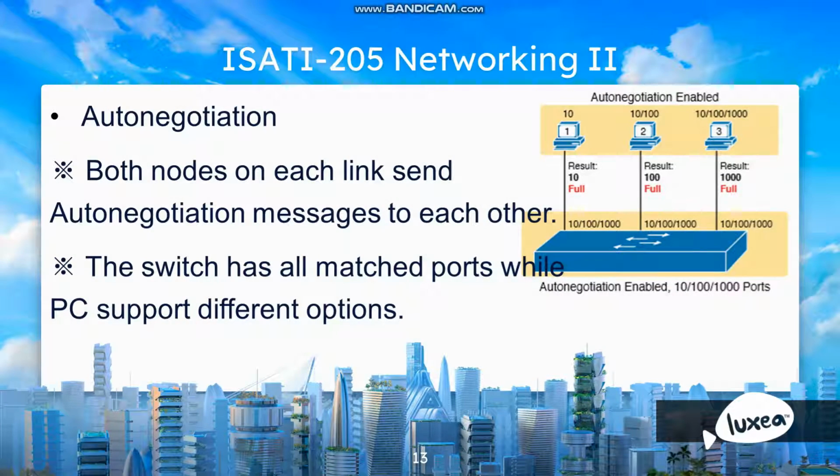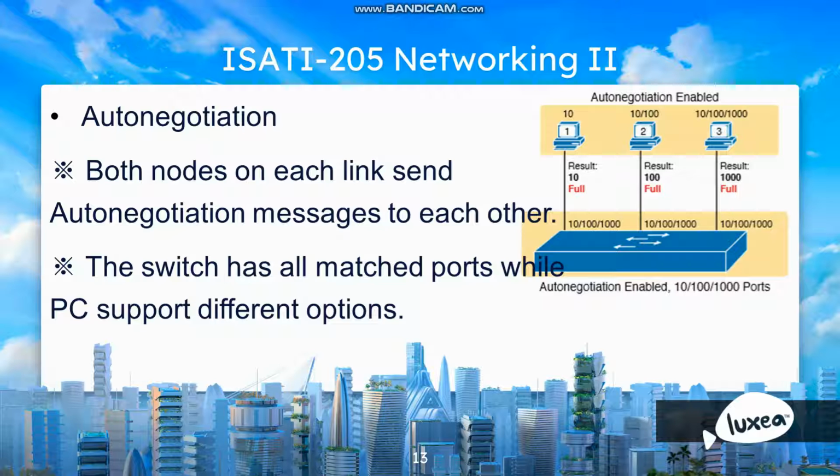Alright, so back to the topic. This is a picture of auto negotiation. As we can see in the picture, devices are set up and there are 3 pairs, and the wiring supports 10 megabits per second, 100 Mbps, I will just call it Mbps, and 1000 Ethernet options. Both nodes are sending auto negotiation messages, and the switch shows all 10, 100, 1000 ports.